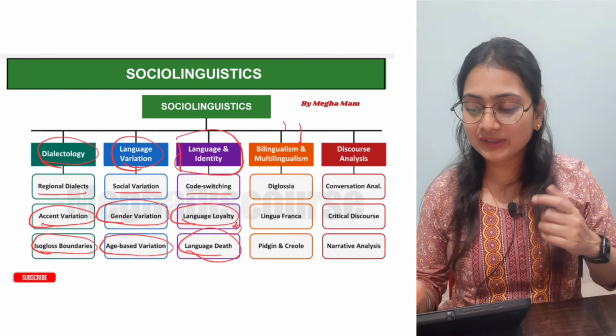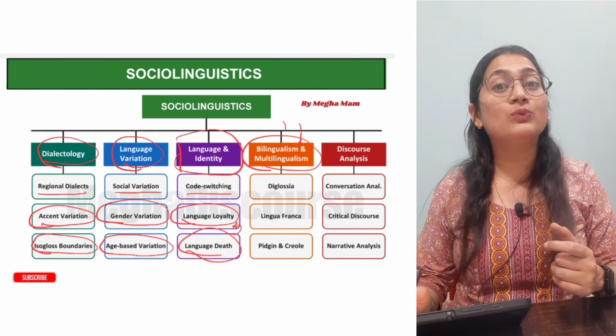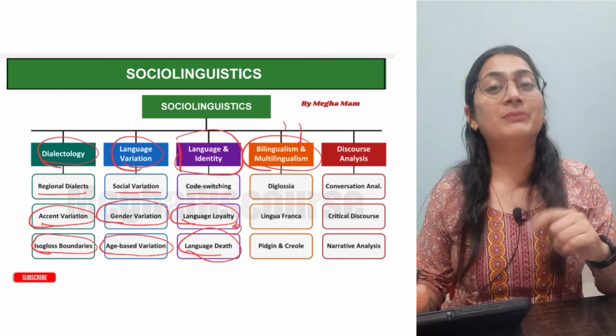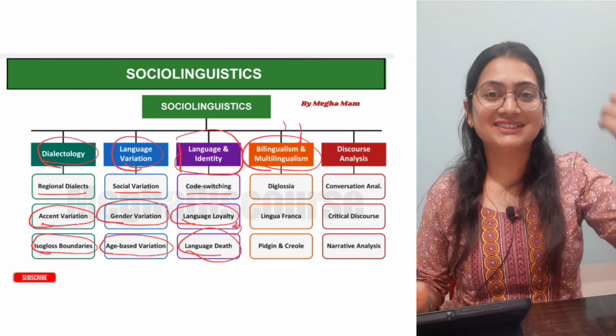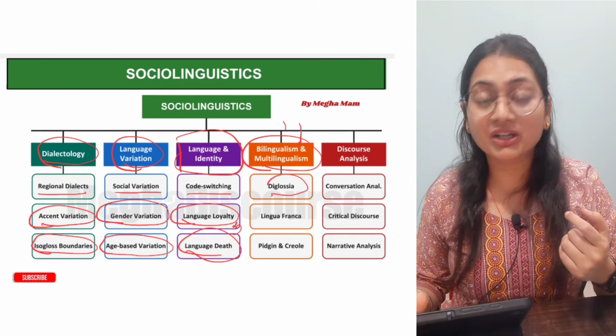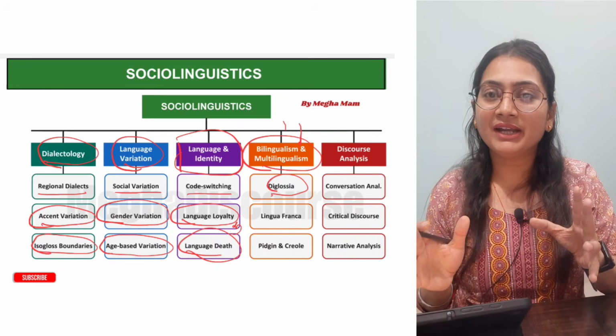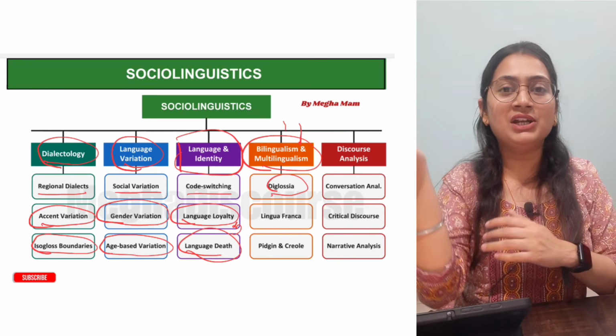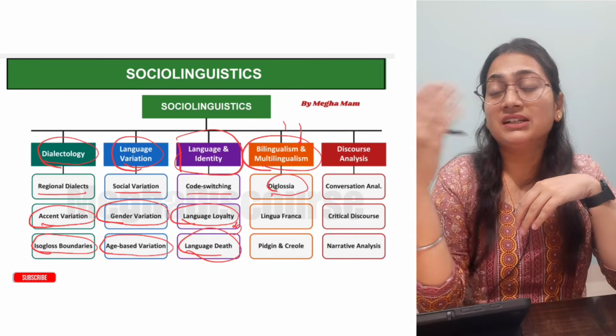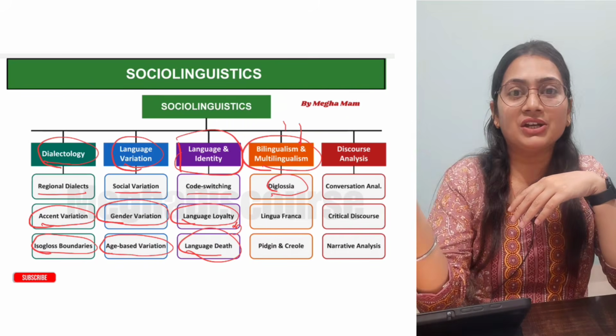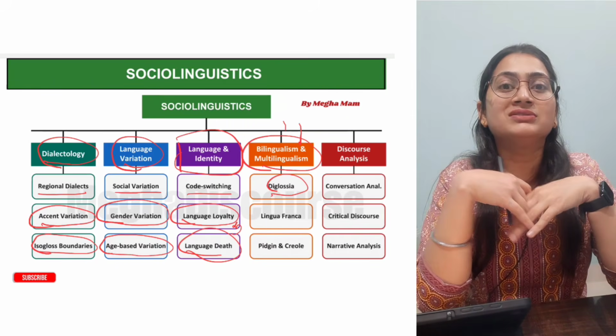Now we have bilingual, multilingual. Lingual comes from a Latin word, then it becomes linguistic, then linguistics. Then we have diglossia, two varieties of the same language. Like English: we have classical English, business English, or some celebrity English.